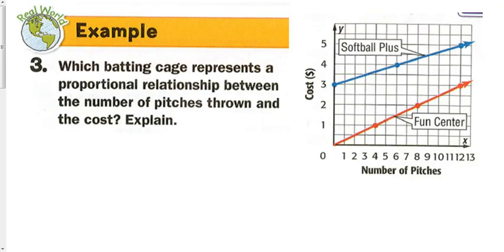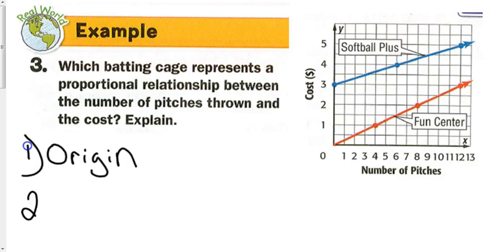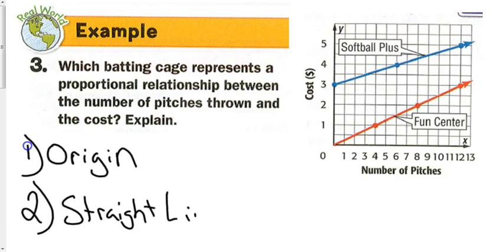One more example. Number 3. Which batting cage represents a proportional relationship between the number of pitches thrown and the cost? Explain. All right, so we said we could determine whether relationships were proportional if they did two things. Number 1, goes through the origin. And number 2, forms a straight line. All right, so let's ask ourselves, do either of these do this?